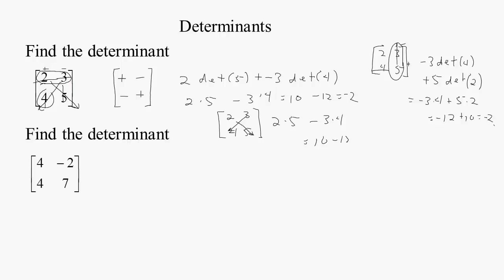So we have 10 minus 12, that's -2. Let's just use the quick formula to find the determinant of this matrix. The determinant of this matrix, product down to the right, would be 4 times 7 minus the product down to the left, which is -2 times 4. 4 times 7 is 28, and this is minus negative 8. So we have 28 plus 8 equals 36.